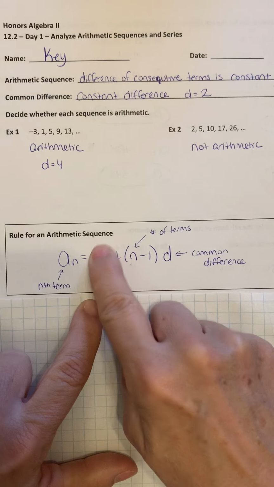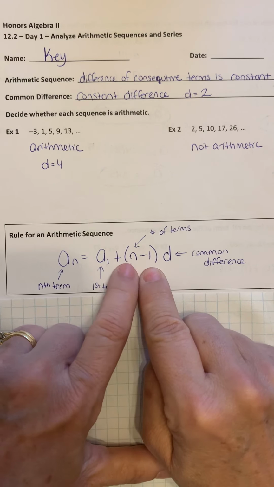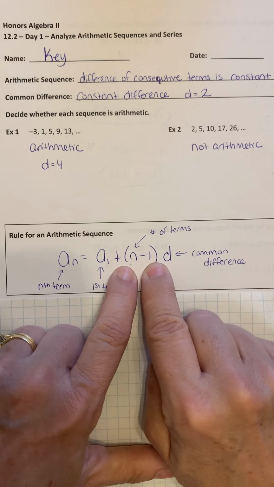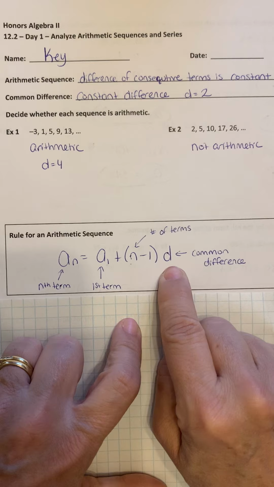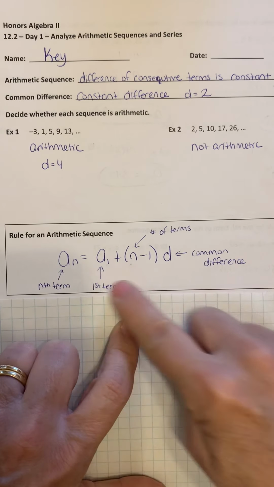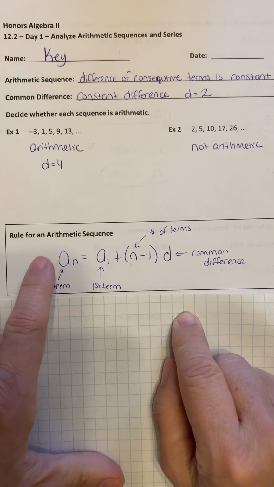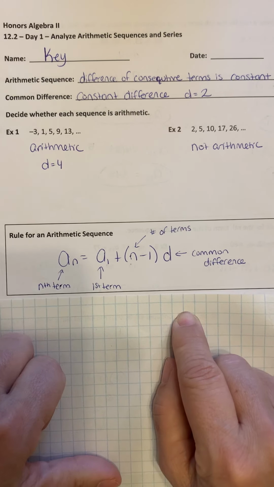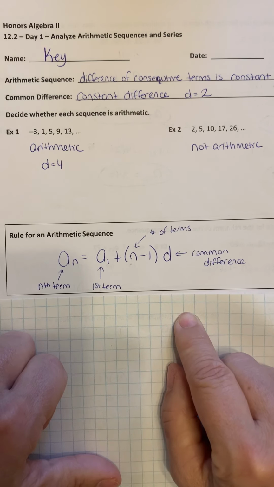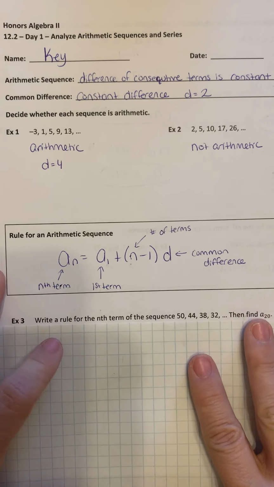That's going to be a number. And then we add to it the number of terms that we're looking at, minus 1, times the common difference. We have to find the common difference. So this will help us find out what the rule is that we're using. This is something that we had to figure out before just using our head, but now we have an actual formula that will help us do this.